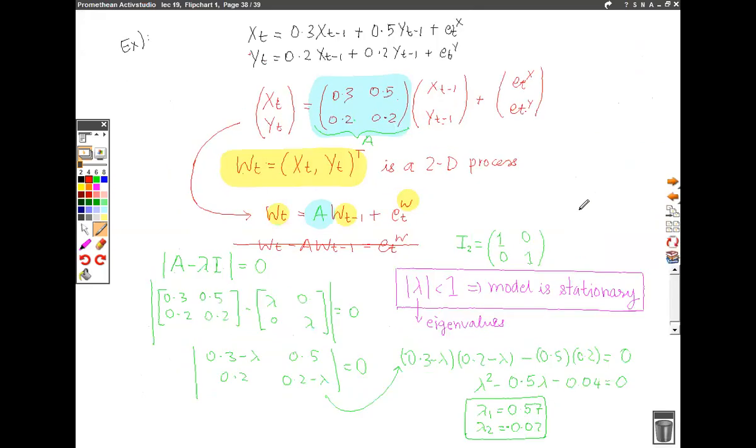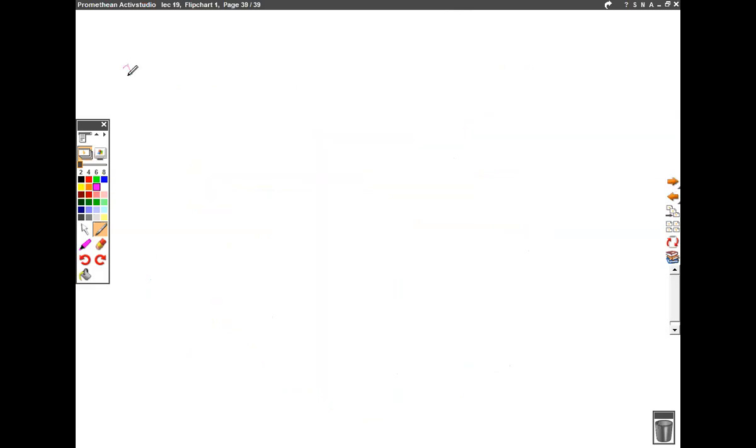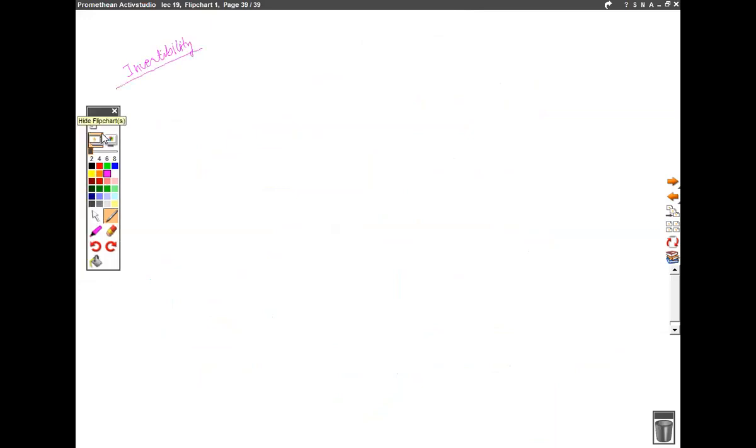Now the thing that we looked at here was stationarity. Now let us have a look at its invertibility. So when I'm saying that I want my process to be invertible, I know that I should be able to rewrite my VAR's error process in terms of its excess, right?